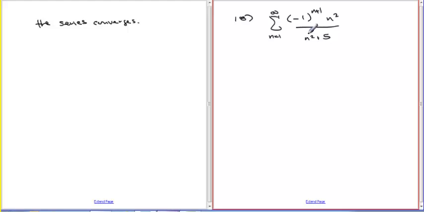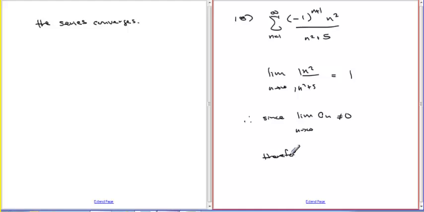Let's just go to the next one. What we're saying here is, if you take the limit as n goes to infinity of n squared over n squared plus 5, what is that equal to? It's equal to 1 again. The ratio of leading coefficients in the highest order term is 1. Therefore, since the limit of a sub n as n goes to infinity is not equal to 0, the series diverges.